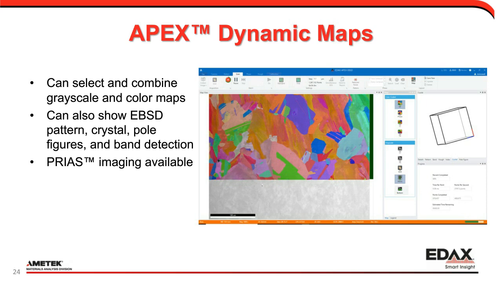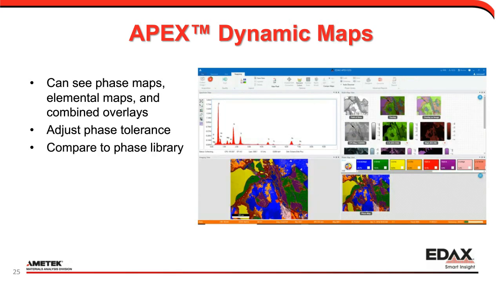We see similar things on the EDS side. So this is a screenshot of the EDS mapping, where in this case we're seeing a phase map. We can see the elemental maps. We can see the spectra. We can adjust the phase tolerance if it's doing its phase classification routine. And we can compare to a lookup phase library. So it matches against a library if we want to do that.